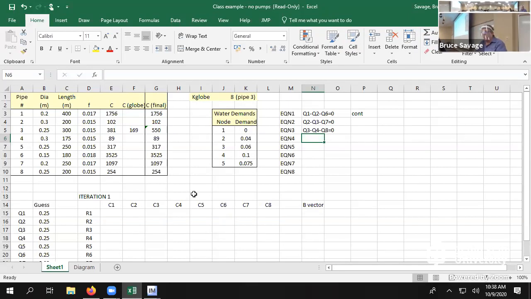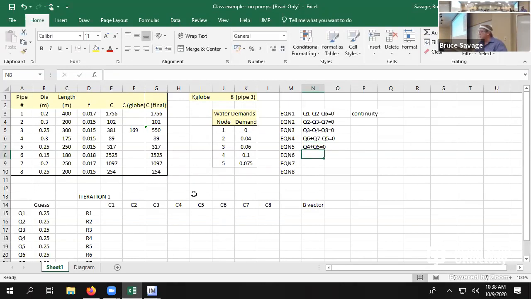All right, go to node 5, which tells me that Q sub 6 plus Q sub 7 minus Q sub 5 equals 0. I'm writing the equations for the nodes, correct. Now I go to my last node, which is 4, which is going to tell me that Q sub 4 plus Q sub 5 equals 0.